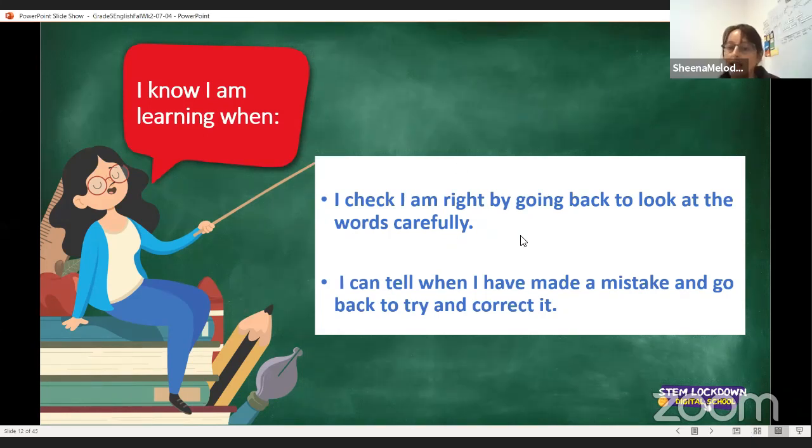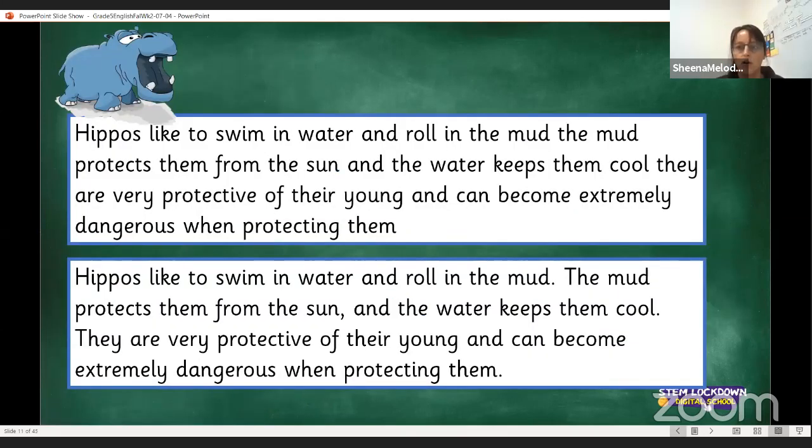I check I'm right by going back to look at the words carefully. So to make sure you've read something correctly or pronounced it correctly, you can always try and go back and read again. If that does not work, then we're going to try the next strategy, which is I'm going to give you an example. I'm going to read a word and I want to see if you can see that I've read it wrong. Are you ready?